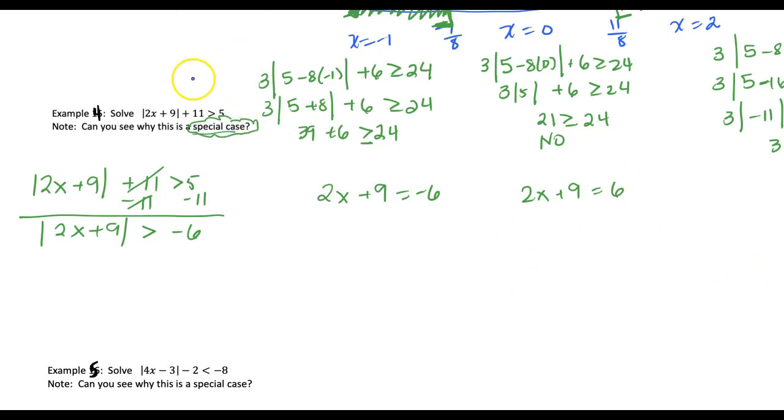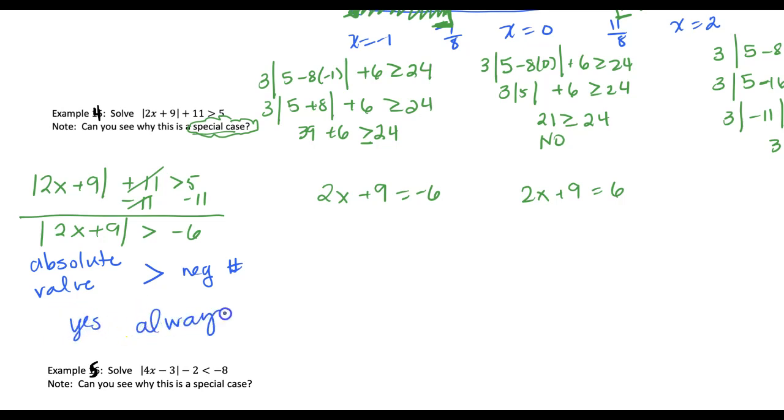Now, why is it a special case? It's a special case because we have an absolute value that's isolated, and we're trying to decide, can an absolute value be larger than a negative number? Well, an absolute value, the lowest it can be is 0, and then it can be any positive number after that. Because we know absolute value means distance, it's never going to be negative. So can a number that's an absolute value, meaning 0 or positive, be bigger than a negative number? And that is true. Yes, it's always going to be bigger. Even 0 is bigger than a negative number, and a positive number is definitely bigger than a negative number. So in this case, yes, that will always be true, and so our answer is all real numbers.